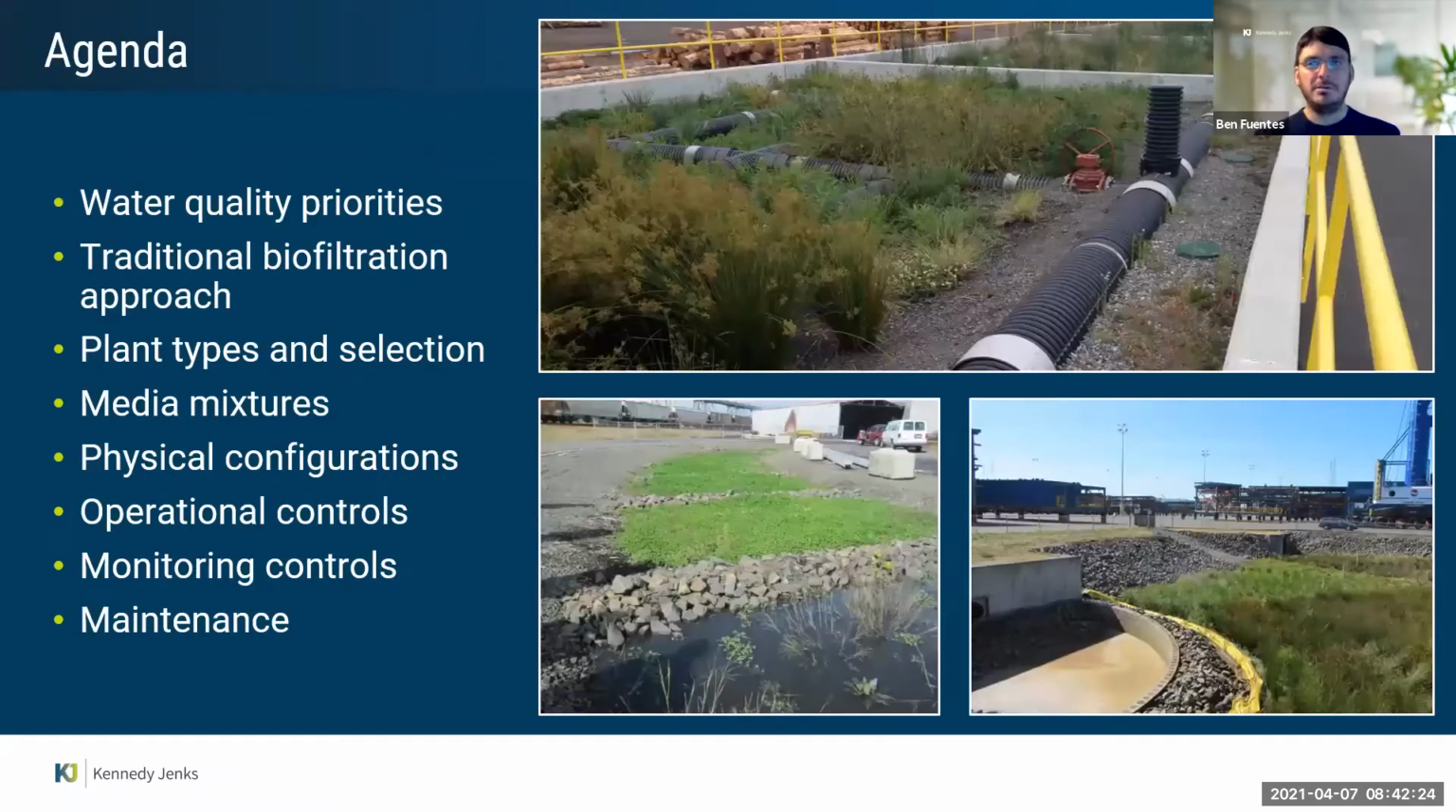So here's an agenda. We'll start with the water quality priorities, why treating and managing stormwater is of concern and why it's important, and then discuss the traditional biofiltration approach: plant types, selection, the different media mixtures that are out there and people are looking at, and different configurations. Then we'll spend some time on the controls, operational controls and monitoring controls, and finally a discussion on maintenance.